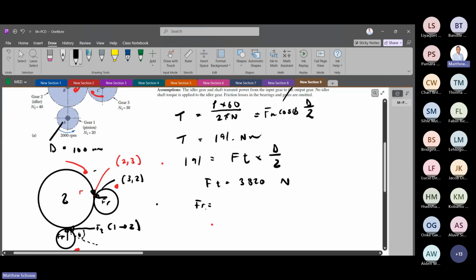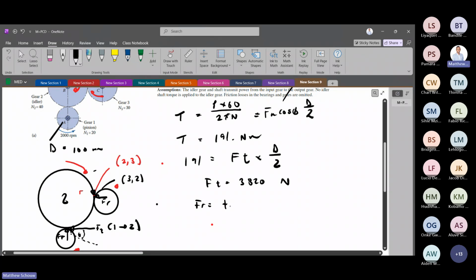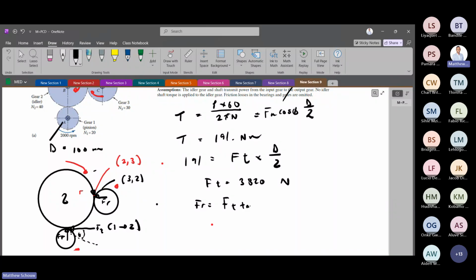So FR is given as another approximation of FT times something. What was it called? FT tan 10, yeah, the pressure angle. So we can get our radial force. So it's FT tan 10. I hope you're understanding at least the forces. It's important, no? Okay, so we can just get this one. We're going to need this one.